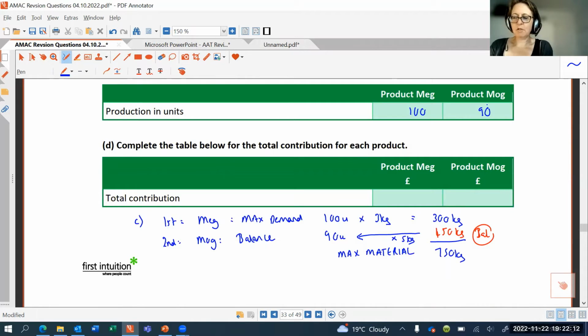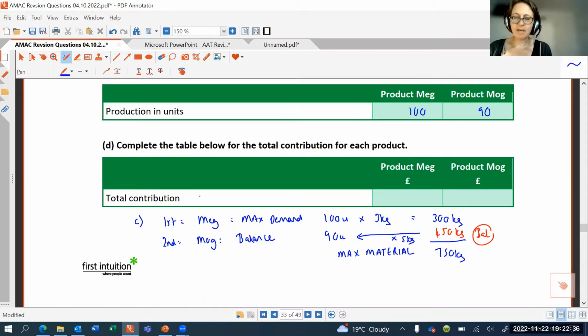I could do all the MEGs right up to the maximum demand, but the MOG just had to be, well, whatever I've got left over. What will the contribution be then for MEG and for MOG? How am I going to find the contribution of MEG? Any thoughts on that one? How much will MEG contribute in total?